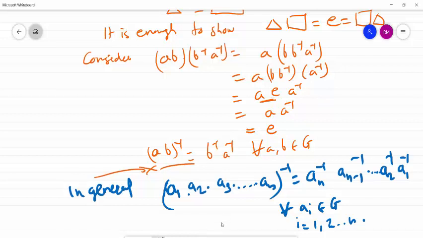Now we take a very important theorem. I hope you understand this result. The next theorem is the cancellation law.